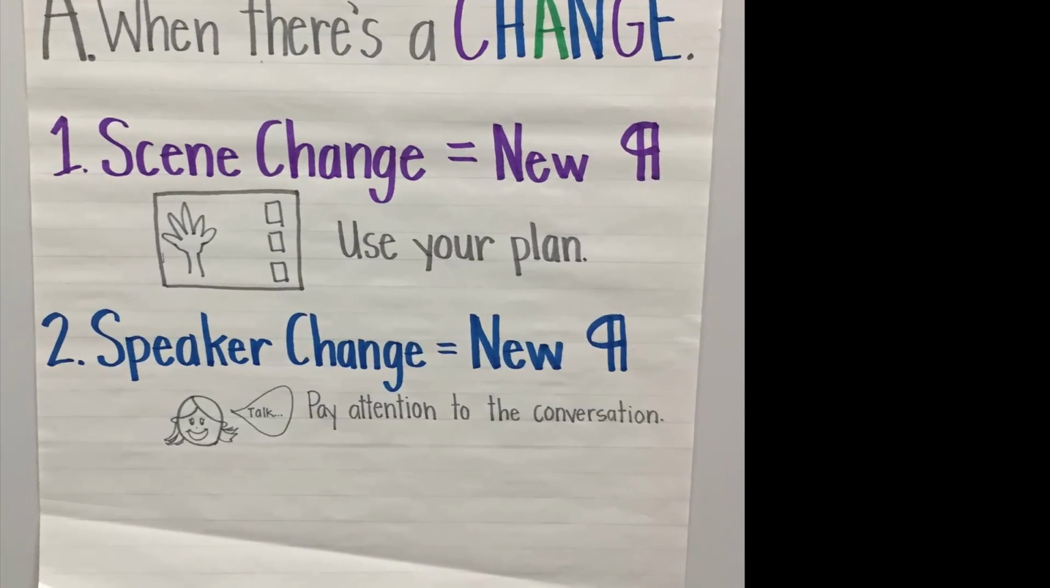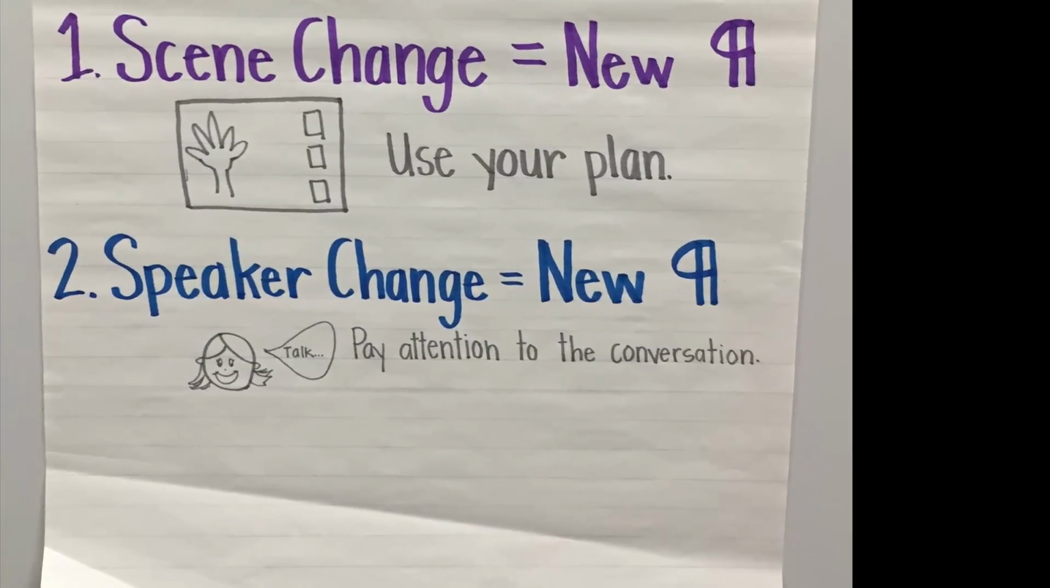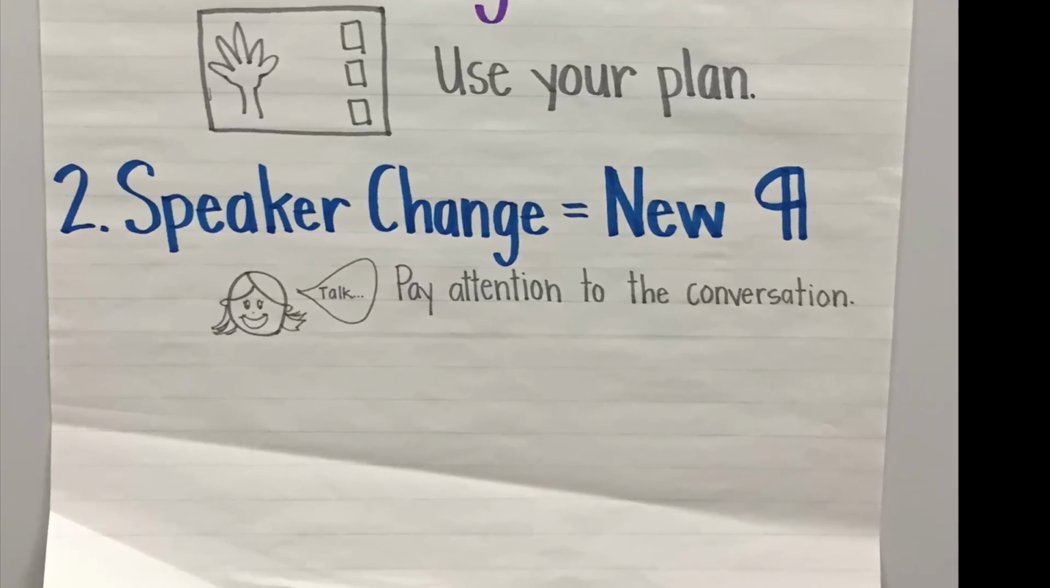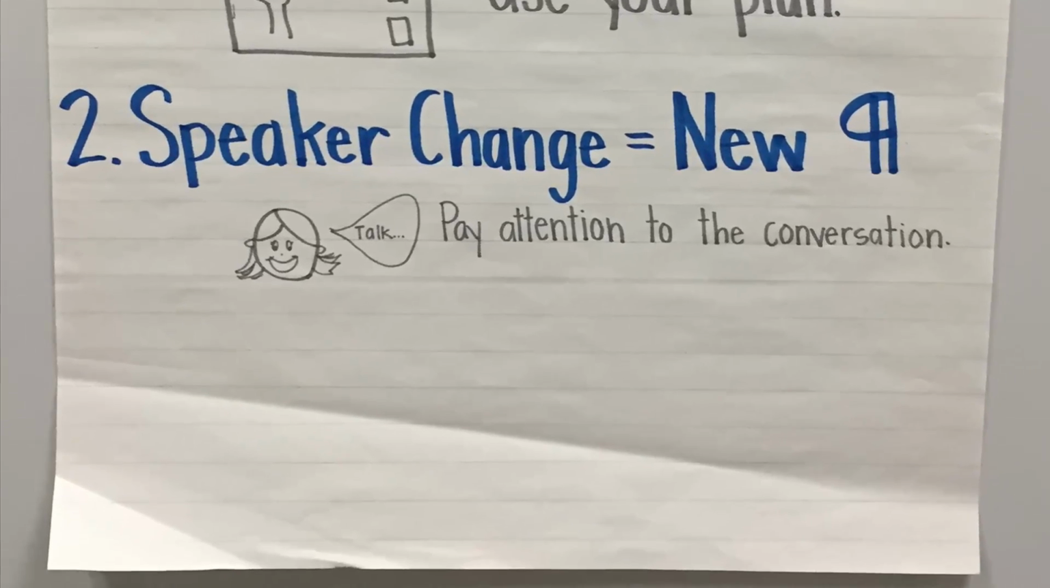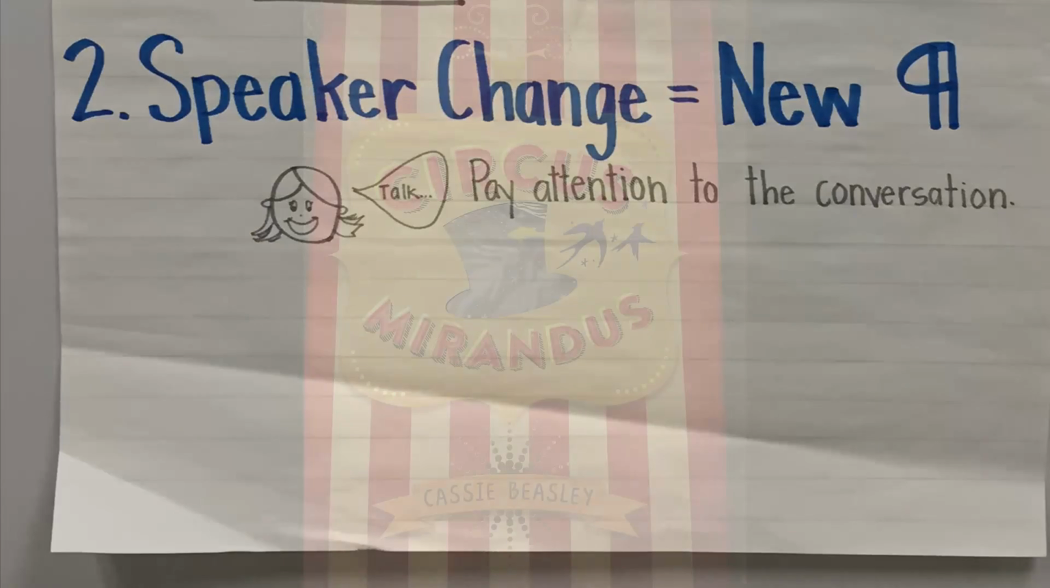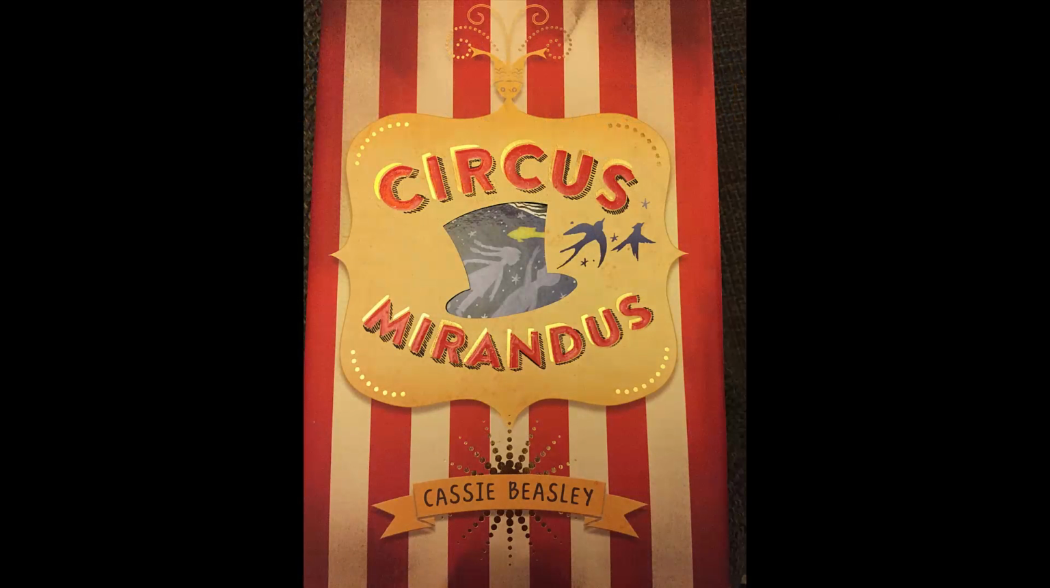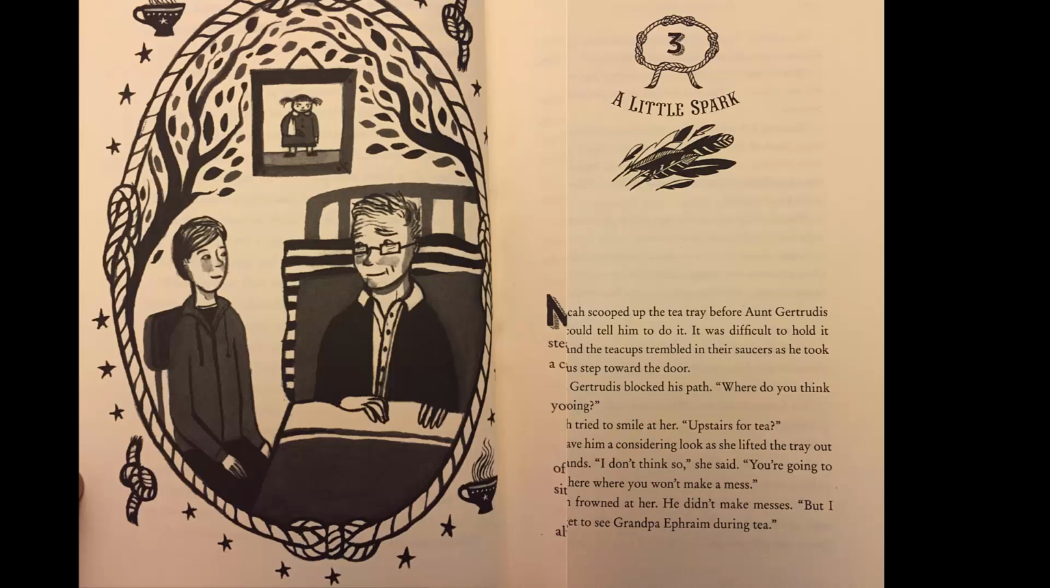Another time writers start new paragraphs is when there's a new speaker. Pay attention to your conversations, because when there's a new speaker, there's a new paragraph. Right now, my family and I are reading Circus Mirandus by Cassie Beasley. Let's take a look at what she does to see how to make new paragraphs.